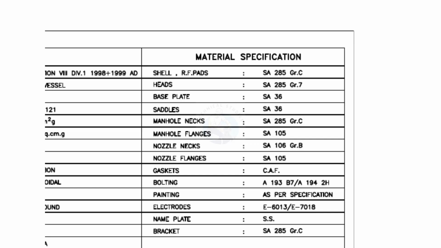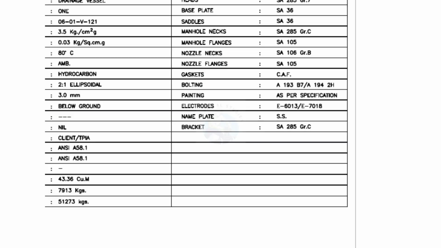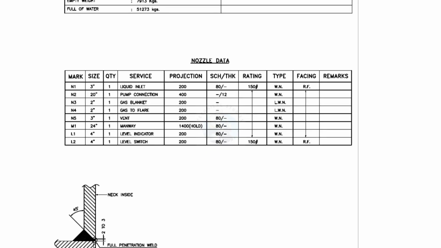Manhole flange grade is SA105. This is a forged flange. The manhole neck is made from rolled plate. CAF gasket sheet is a non-asbestos material which is made up of fibers. See the bolt nuts and electrodes grades. Look at the nozzles data.